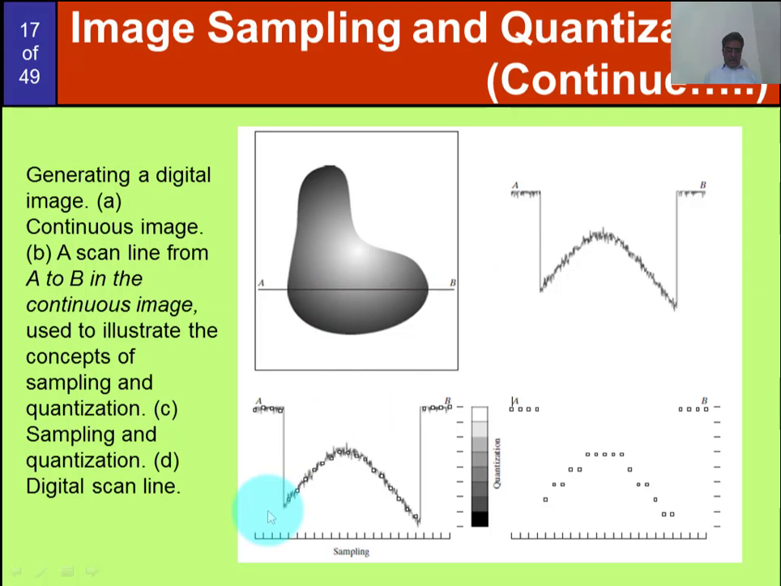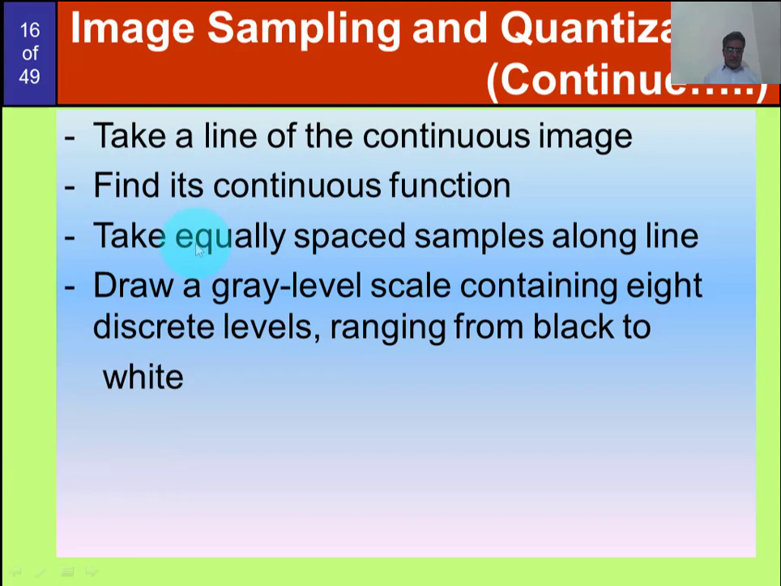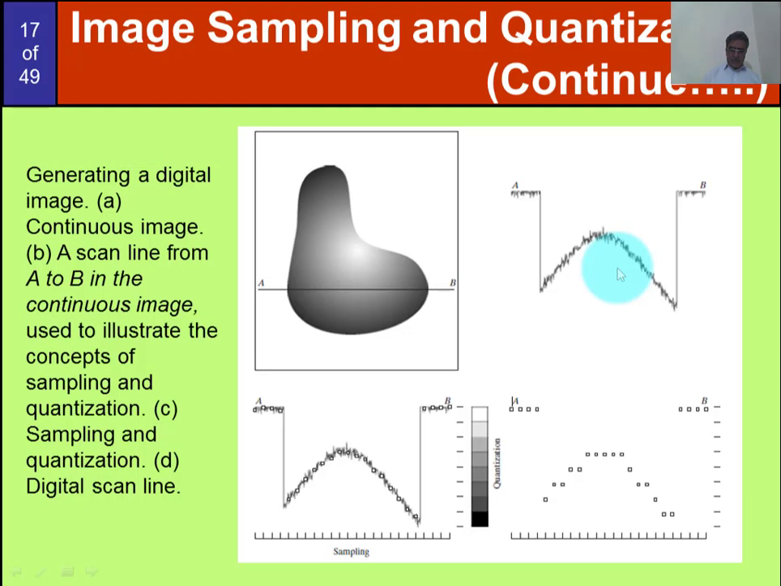Here our third point was take equally spaced samples along line. It means, you may see a cut line here, a broken line. So we have to take a pixel, this one. These are square shaped pixels we have selected. Actually, we are sampling the line pixels. There are so many pixels on this line, and we are selecting a few pixels as a sample.